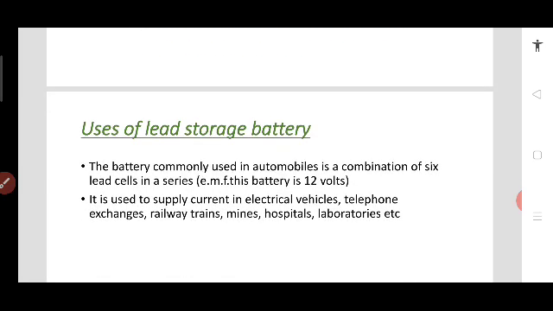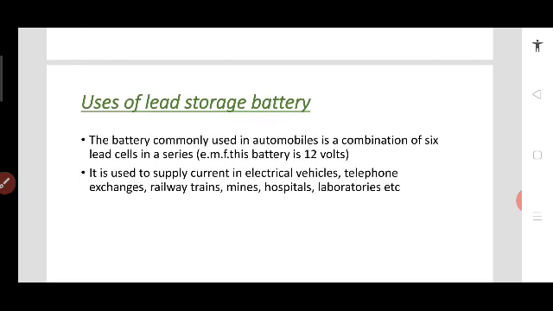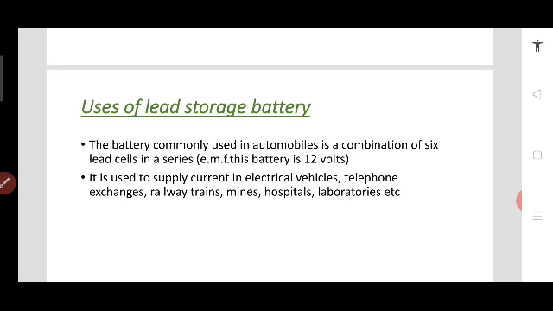So, like that, the battery commonly used in automobiles is a combination of 6 lead cells in series. The electromotive force of this battery is 12 volts. It is used to supply current in electric vehicles, telephone exchanges, railway trains, mines, hospitals, laboratories, etc.